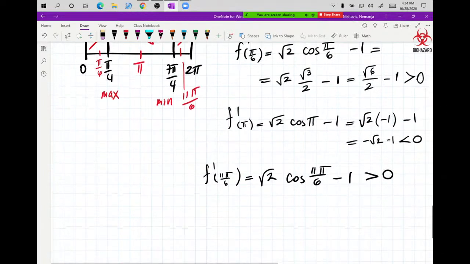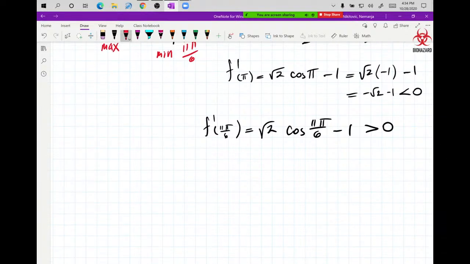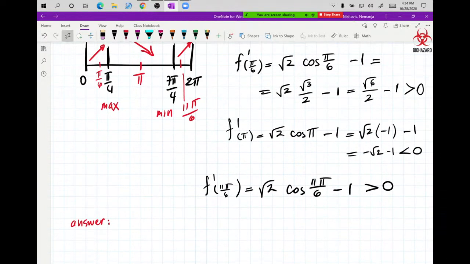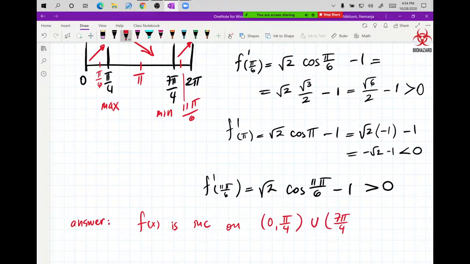So that was a trig example, and now we get to write our answer. Remember, the question is asking you to find intervals where the function is increasing and decreasing. So what do I have? f of x is increasing on 0 to pi over 4 union 7 pi over 4 to 2 pi. These are the two places where the arrow goes up.